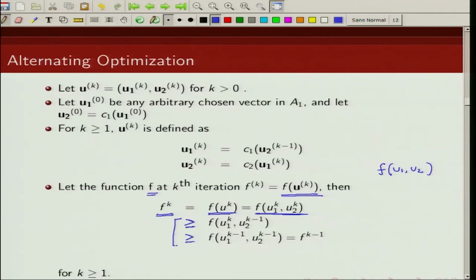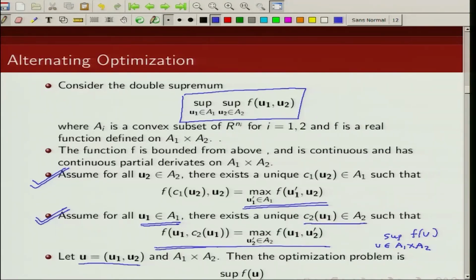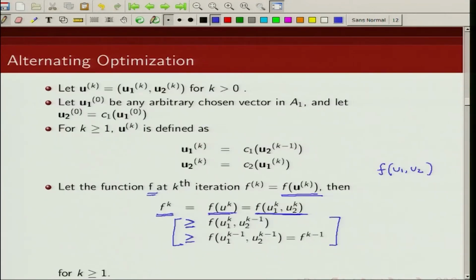Now these two relations follow from these two properties. So for all u_2 belonging to A2, there exists a unique C1 of u_2 which belongs to this convex set A1 such that f of C1 of u_2 and u_2 is nothing but maximizing this function f of u_1' and u_2, where u_1' belongs to A1. And similarly, for all u_1 belonging to A1, there exists a unique C2 of u_1 such that this relation holds. So because of these two properties, we know that these two hold.